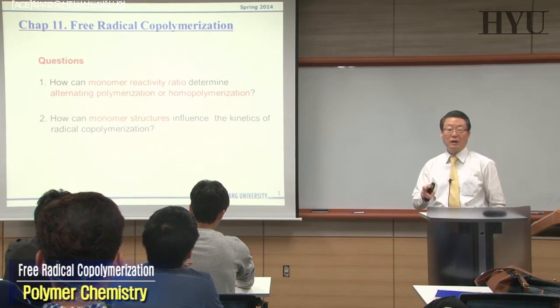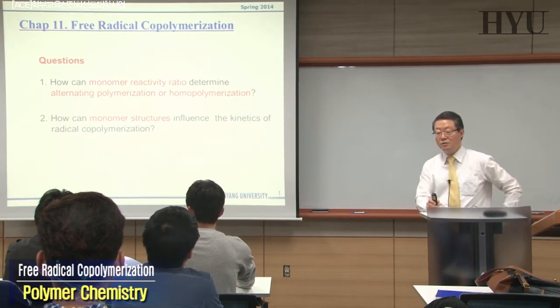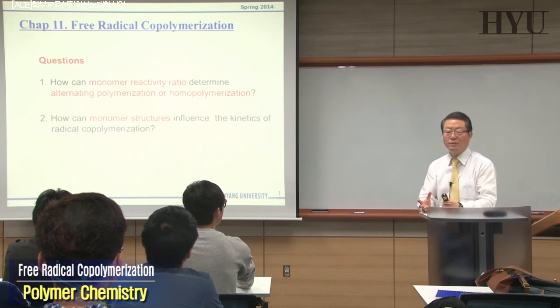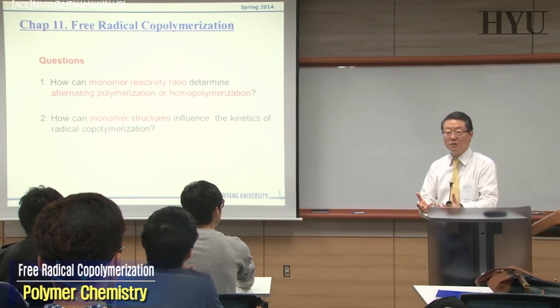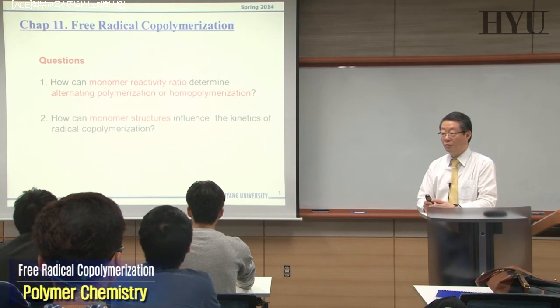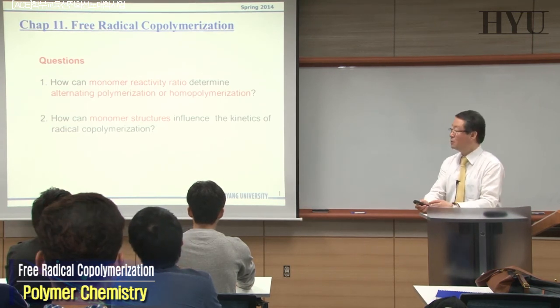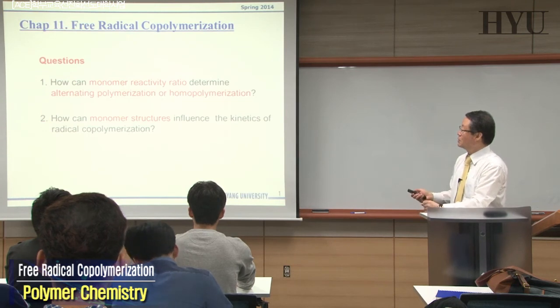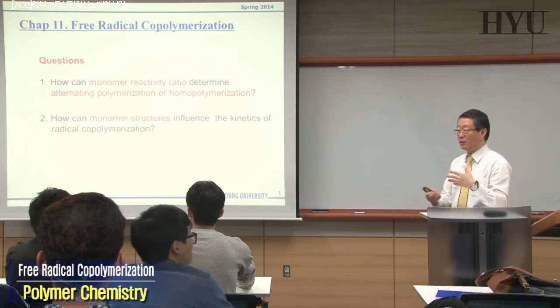You remember that ionic polymerizations are much more complicated and complex than the radical polymerization reactions. So in the copolymerization reactions, we will just briefly talk about the free radical copolymerizations rather than ionic polymerizations. Of course, you can do the ionic polymerization reactions in making copolymers, but we will touch on the copolymerization done by the free radicals.